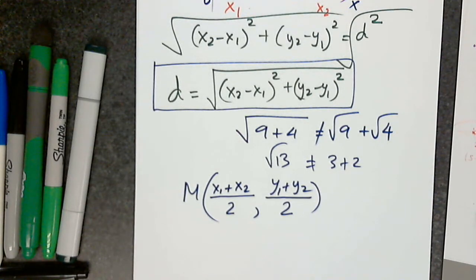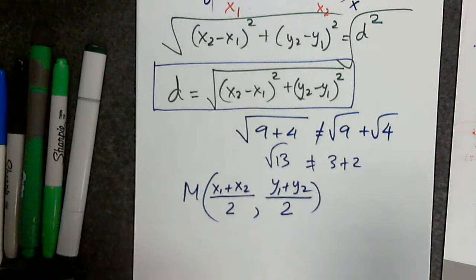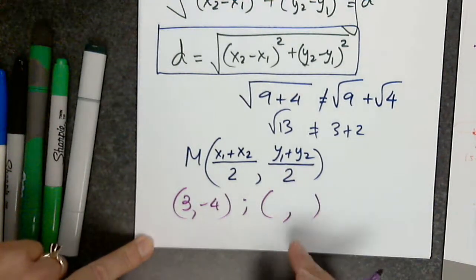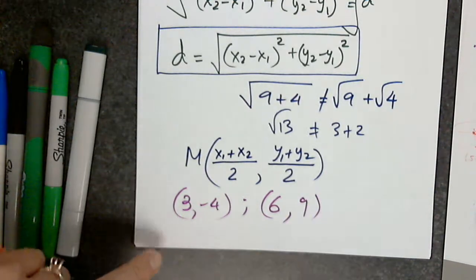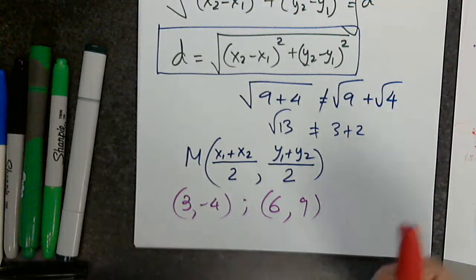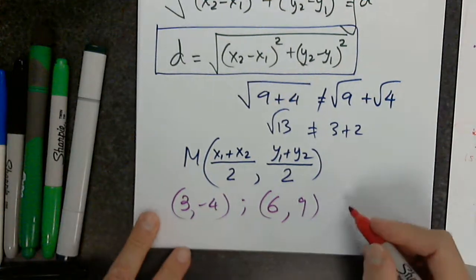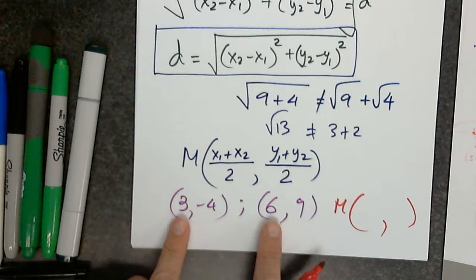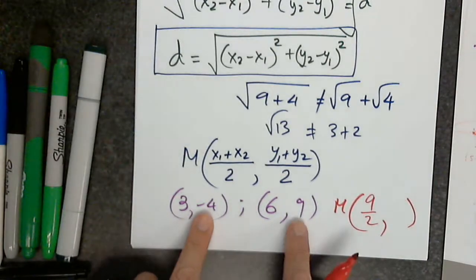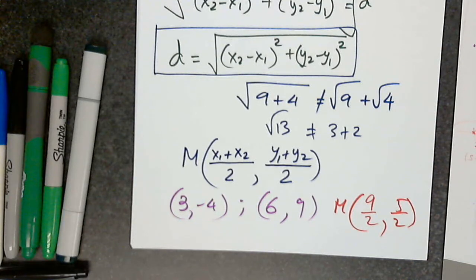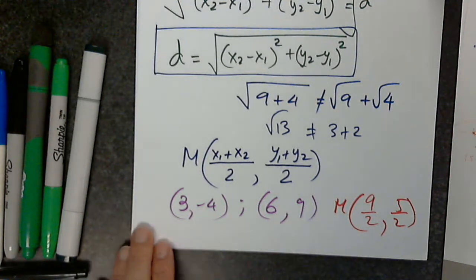So now please give me 2 points. Make up 2 ordered pairs so we can move on. 3, yes? -4. Okay. And the other one? 6 and 9. Perfect. Given the ordered pairs, we need to determine the distance between them and the midpoint. I'm going to determine the midpoint right here because it's not a big deal. Let's add these 2 up. Let's add these 2 up. That's the midpoint. Now the distance requires more work.